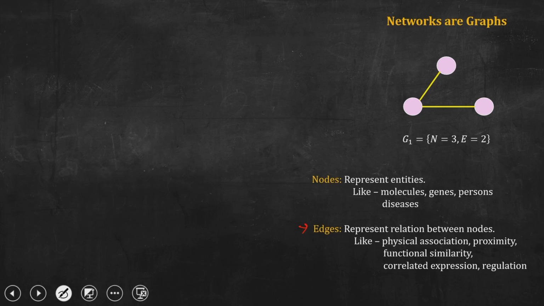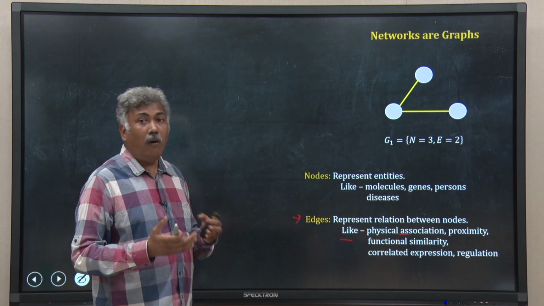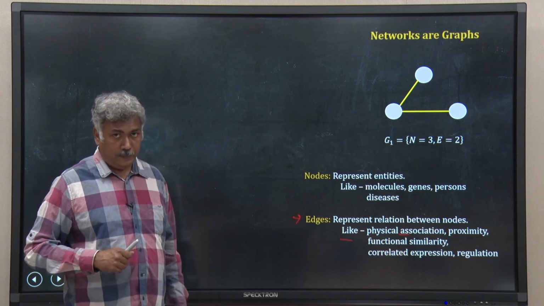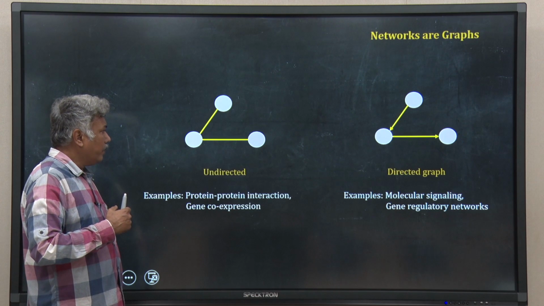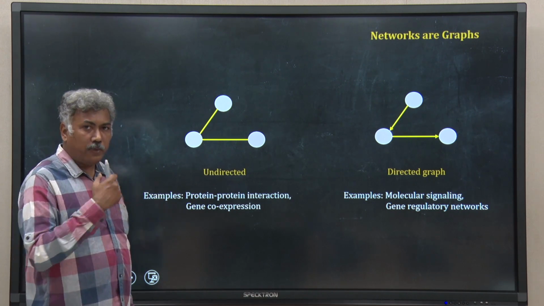So, that means the edges represent physical association, they may represent proximity, they may represent functional similarity, they sometimes may represent correlation in gene expression or may represent even regulations. Now, I have shown graphs through a few examples, and there can be different types of graphs also.